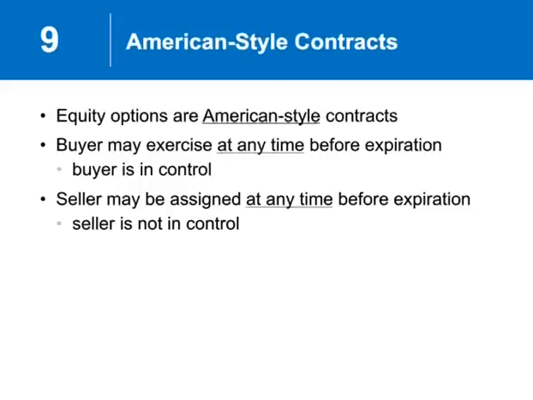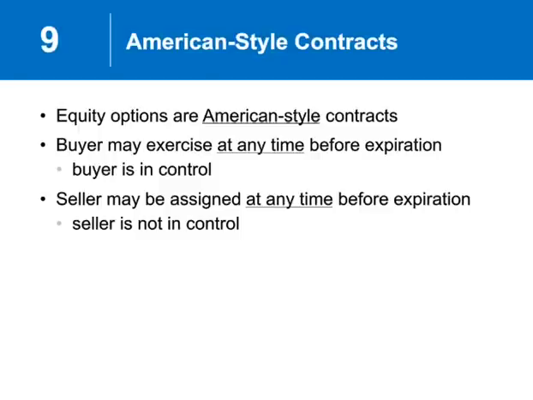Our contracts, the vast majority of listed contracts, and we have, I think at this point, over 4,200 different products that are listed on the 12 exchanges. The vast majority of these equity options are American style. American style means the buyer of those options can exercise at any time, from the time when he buys that option right up until expiration. Of course, the seller, on the other hand, then can be assigned at any time.